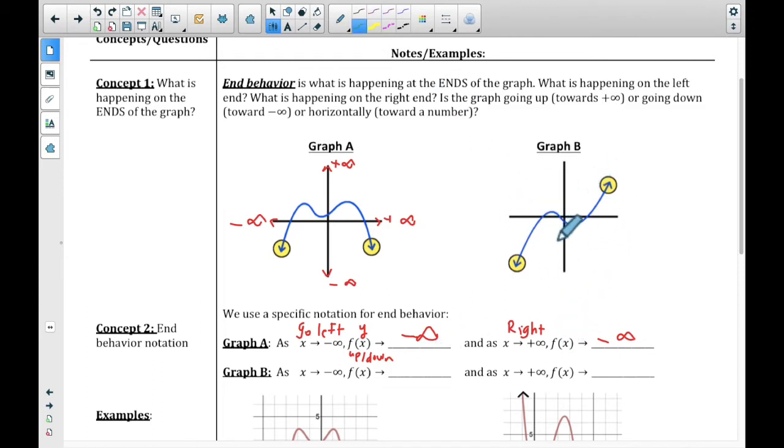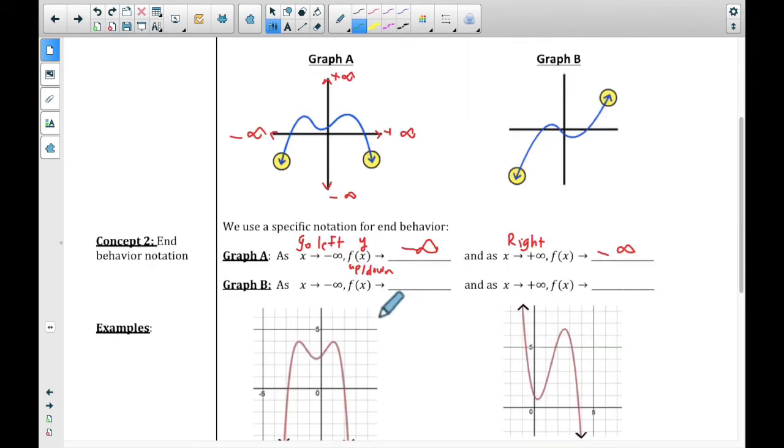Let's take a look at graph B. Same exact sentence, I just have the blanks. We're going to fill in the blanks, but the other parts of that sentence are the exact same. And so again, let's think about Pierre. As x goes towards negative infinity, so again, that means as we are going towards the left, what is happening to the y value? Is it going up or down? So we're over here, we're looking at this graph. As Pierre is moving to the left, he's going down. He's going towards negative infinity.